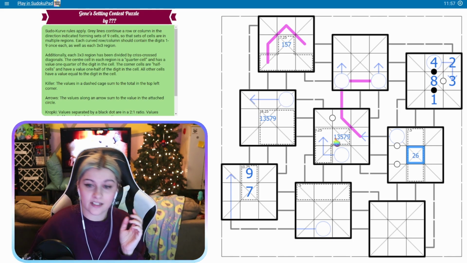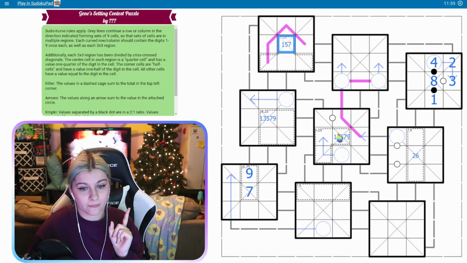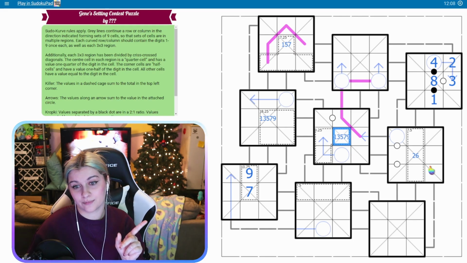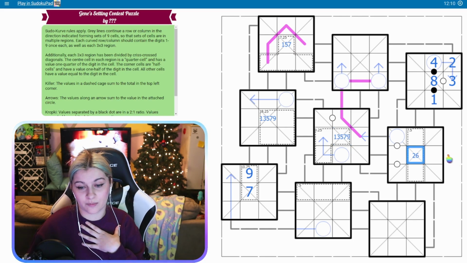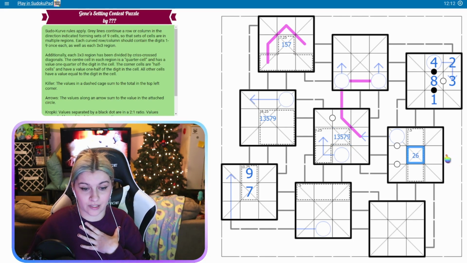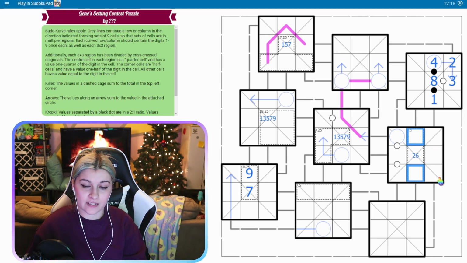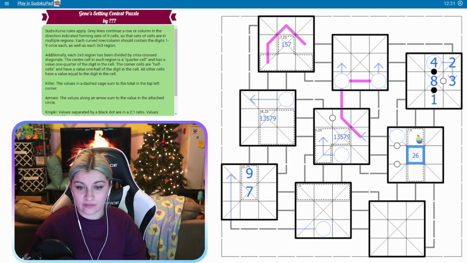quartered. That hasn't come up yet. 0.5 quartered would not be an odd number. Quartered and halved are different. 2 would give me 0.5 and 6 would give me 1.5. If this was 1.5, these would have to sum to 6. That's fine. If this is 0.5, these would have to sum to 7, and that's fine. So either one of these is still fine.